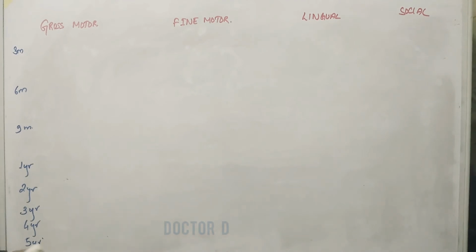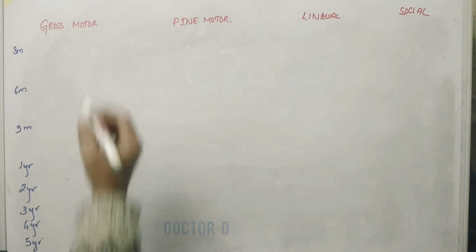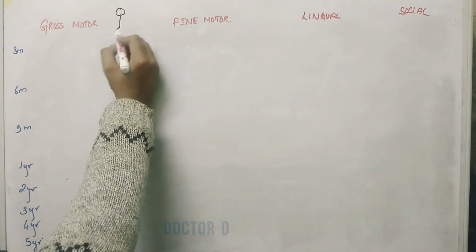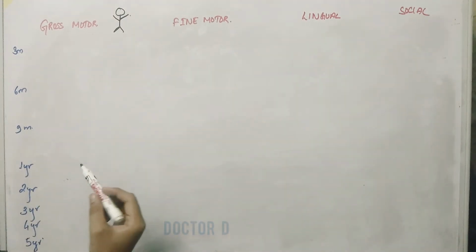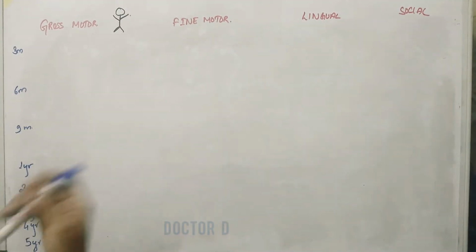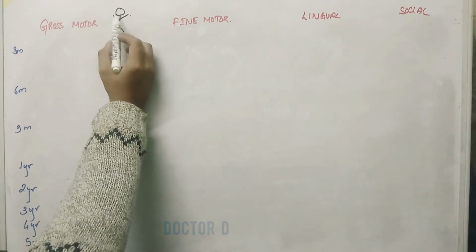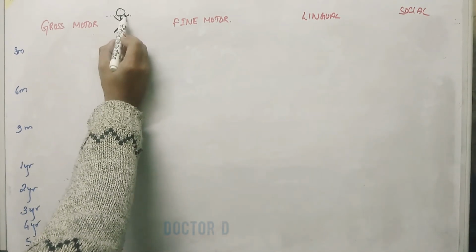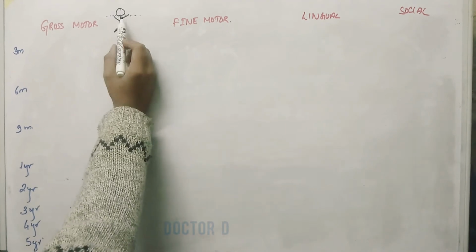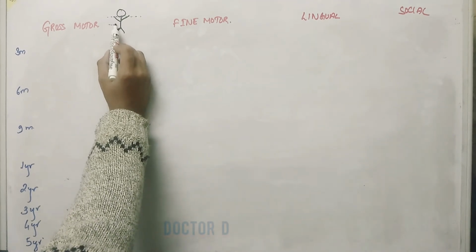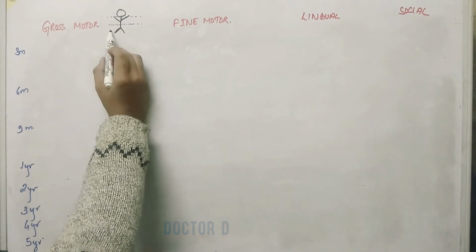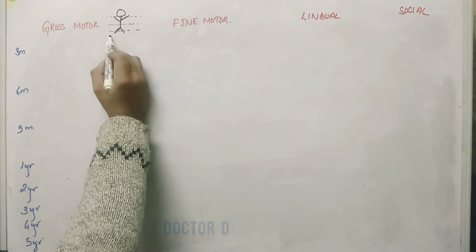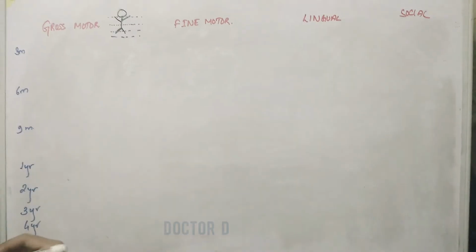So for gross motor function, the first thing I would like to help you with is by making a stickman. So remember this small figure, and let's divide this figure into four parts. First of all, a part just below the neck, the second part being around the torso, the third part at the knee level, and the fourth part as the stickman as a whole.